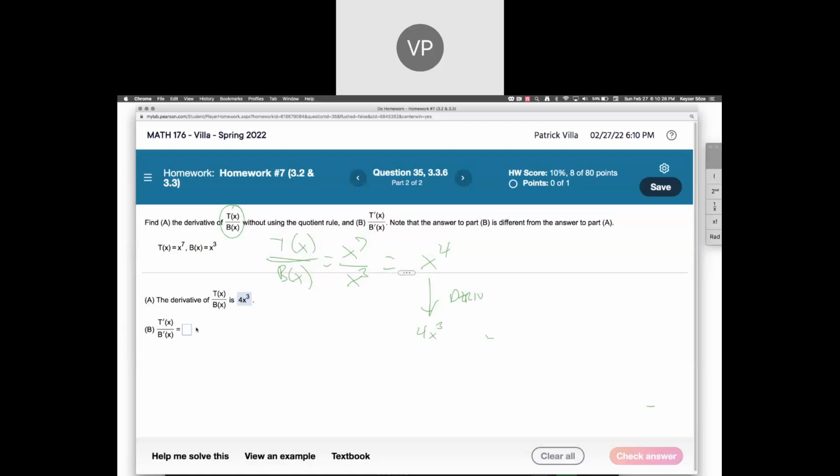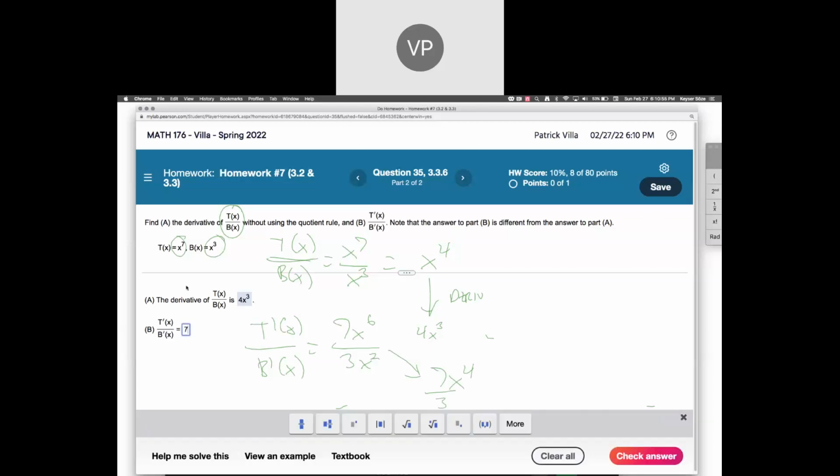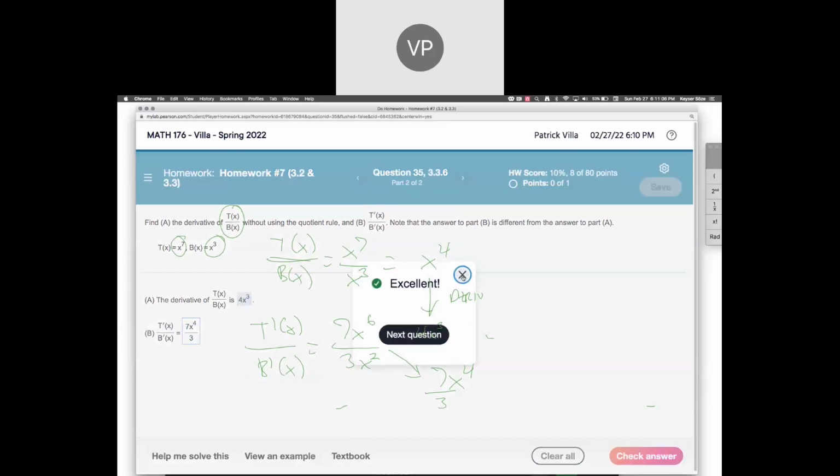Okay, simplifying. Now they wanted you to see what happens when you get t prime of x over b prime of x. So think about it. If you look right here, that's t, so t prime is 7x to the 6th. Here's b, the derivative of that is 3x squared. So when I simplify this thing, it looks like we get 7/3 x to the 4th. And the lesson they're trying to get us to see is this is completely different than what you get in our first problem here, where we got 4x to the 3rd. Okay, so we got the answers right.